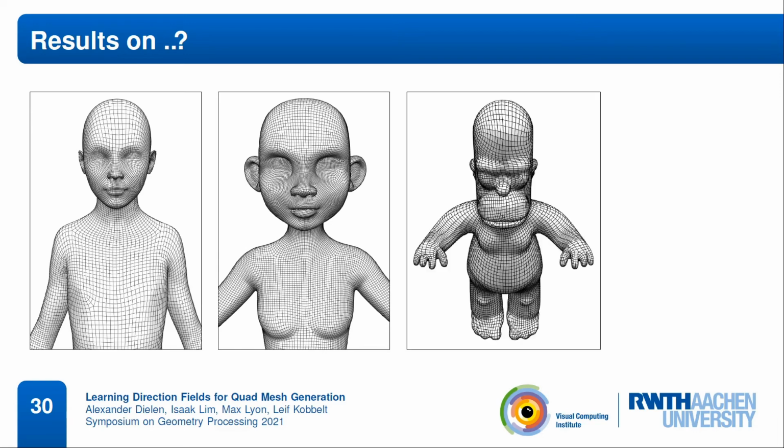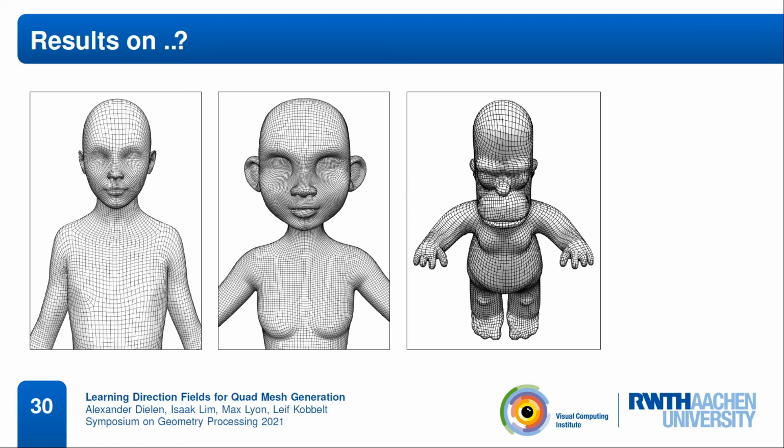For an even more unrealistic character, the quads on the hands, arms, legs and upper body are all reasonably well aligned. However, due to the substantially different proportions, the edge flow on the face is somewhat less pleasing.